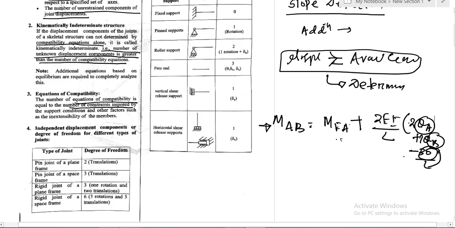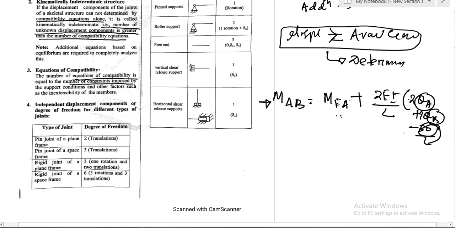So, independent displacement components, or degrees of freedom, differ for different types of joint. I will talk about these things later. Suppose there is a pin jointed plane frame. Pin jointed plane frame means, as in the case of a truss. So all these joints are pin jointed. Suppose this part is called a hinge and this part is called a roller.